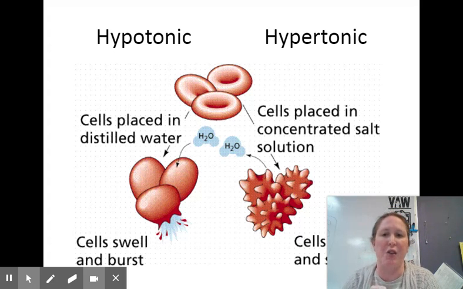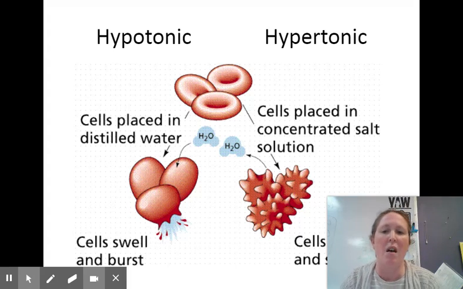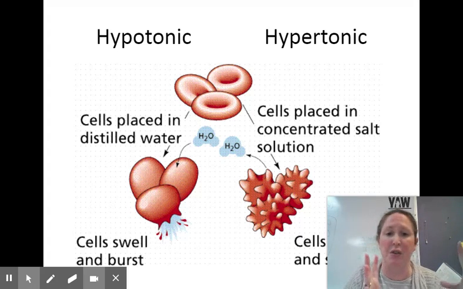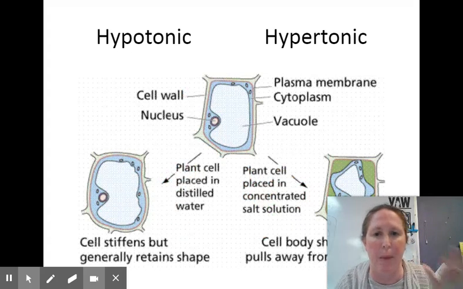So here's a graphic to show you what happens in a hypotonic solution. These are red blood cells. If you put the red blood cells in distilled water, there's actually more water concentration in the pure water than in the cells. So the cells blow up and they burst. But if you put them in a hypertonic solution, like a saltwater solution, the cells are going to shrivel up because they're going to lose water to the outside to balance that out.